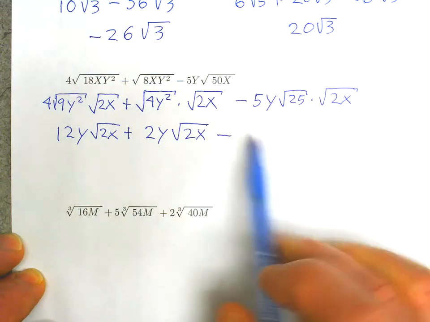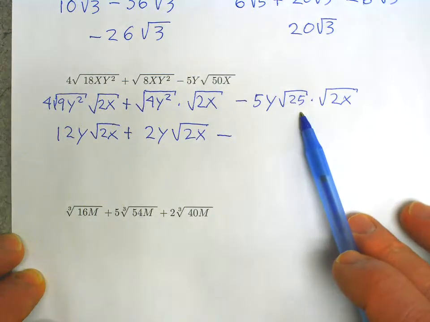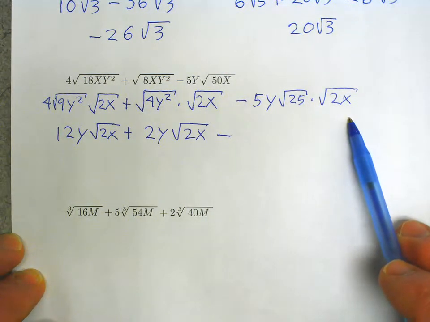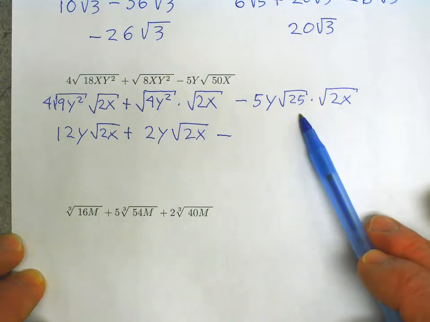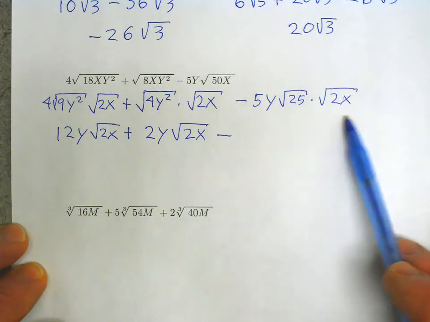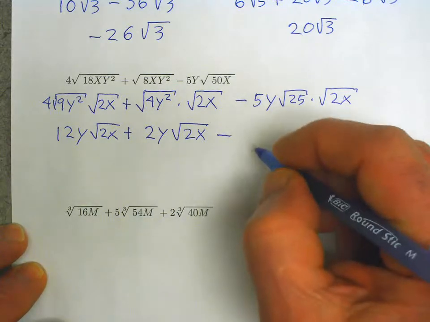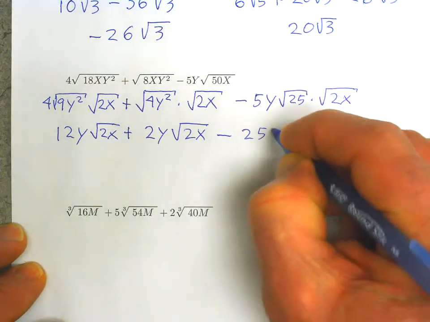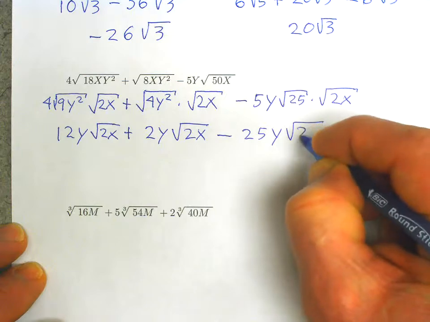And then over here, minus 5y times the square root of 25 times the square root of 2x. The square root of 25 is 5. So minus 5y times 5 times the square root of 2x is minus 25y times the square root of 2x.